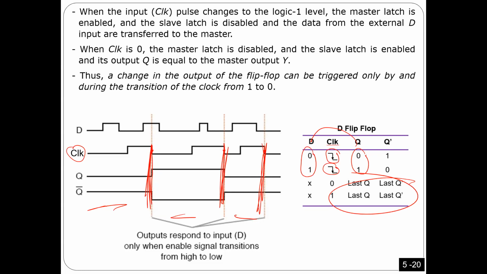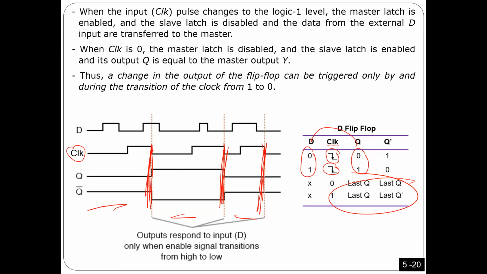So here D is 0. If it is a latch, this one is 0, this one becomes 0. But this is a flip-flop, not a latch. So we're going to wait here. At this moment, what is D? D is 0, so this one becomes 0. Same thing here at the falling edge. This one is 0, so this one will be 0. That's it.